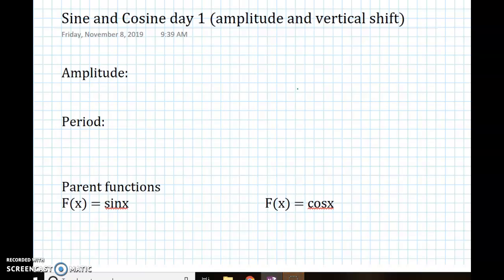Hello class, this is our first day of graphing sine and cosine. Today we're going to talk about how to graph sine and cosine when we have a change in amplitude and a vertical shift.